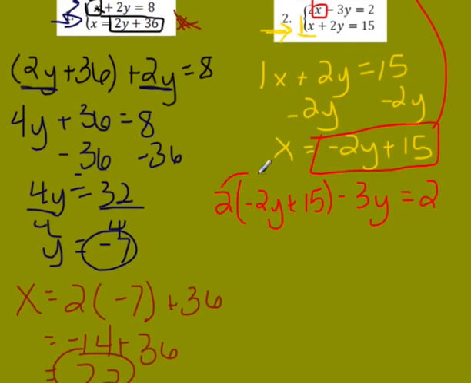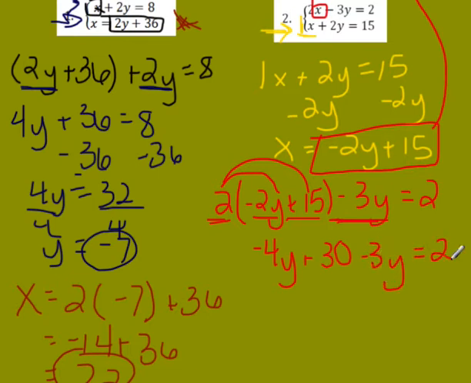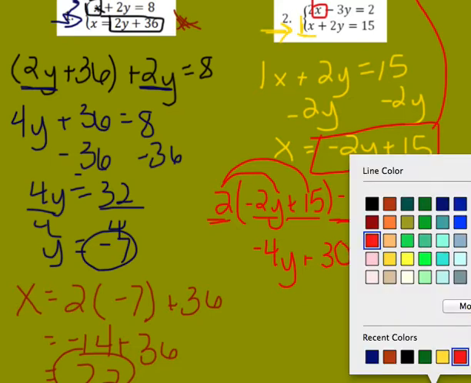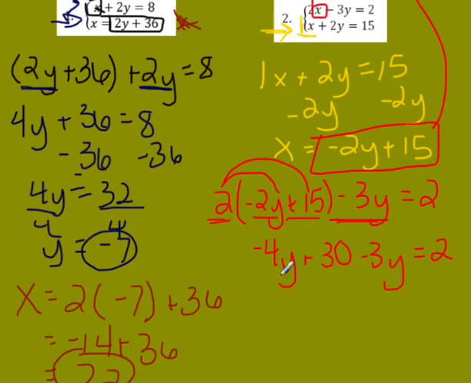So let's go ahead and distribute this. So we have 2 times negative 2, and that's going to be negative 4y. 2 times 15, that's going to give us 30. We still have this minus 3y here. I notice a lot that students forget about that 3y, so don't forget about that 3y. So now we want to solve this for y. So here I have negative 4 and negative 3, so those are going to combine to be a negative 7. Then it's going to be plus 30, and that's equal to 2.